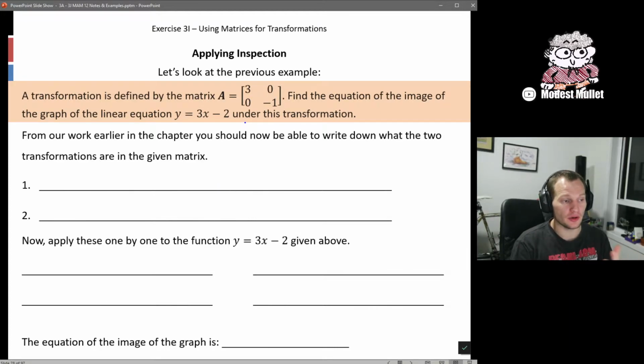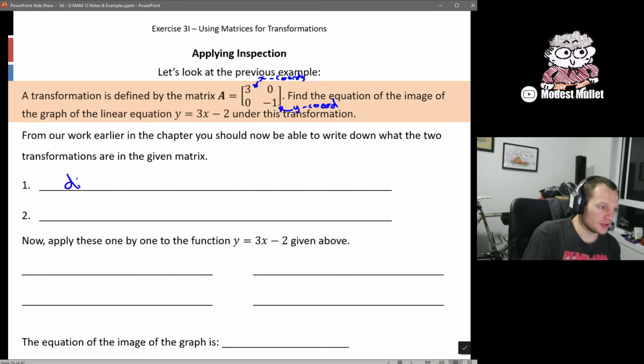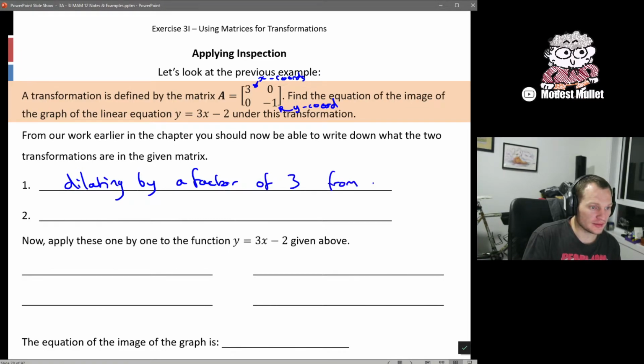And if we know the patterns, we can read off. We think of this as affecting X coords, and this as affecting Y coords, and then interpret from there using inspection and remembering the patterns. So if my X coordinates are going to be multiplied by 3, that means the X coordinates are changing. That means I'm actually dilating by a factor of 3 from the Y-axis.